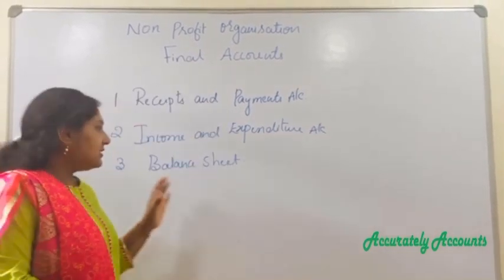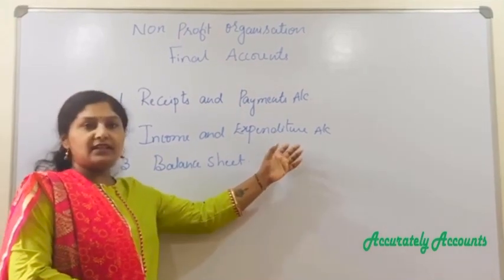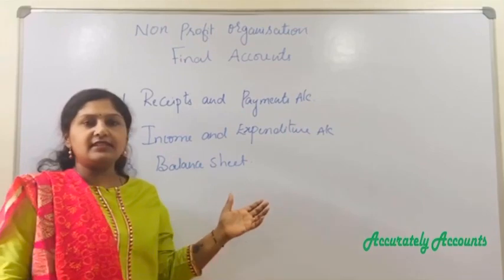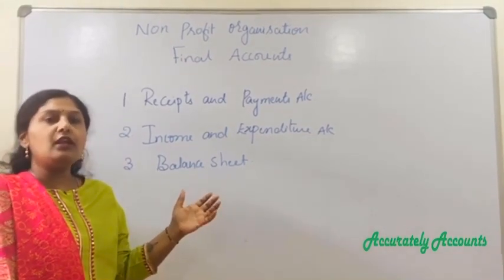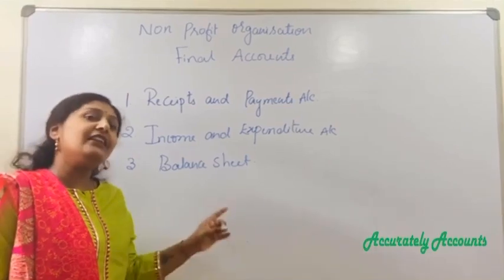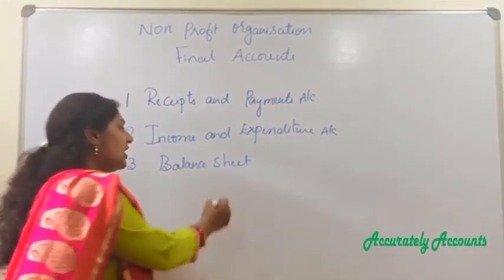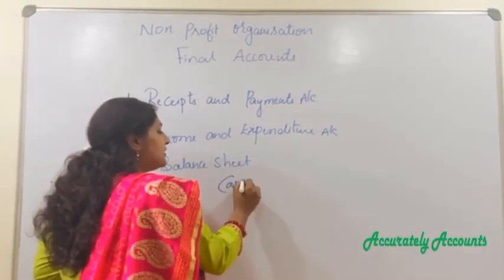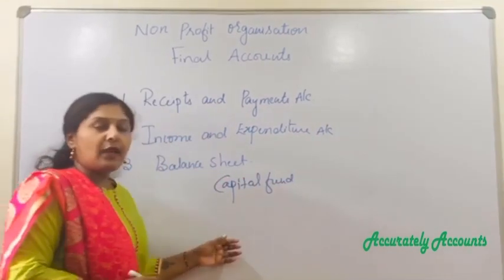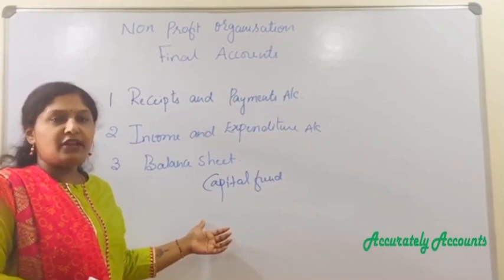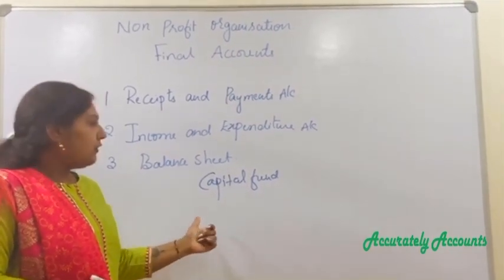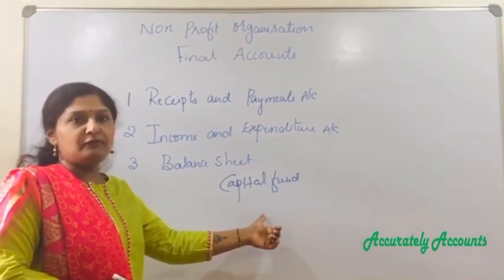So we treat all the non-cash items also into consideration in this particular account. After finding the surplus or deficit, we are going to prepare the balance sheet. The balance sheet is a statement generally prepared in order to know the value of total assets, total liabilities, and here in case of non-profit organization, the value of capital fund. It is not capital, it is capital fund. About the capital fund, I have already explained in the previous video. You can refer to my previous video for calculation of capital fund.